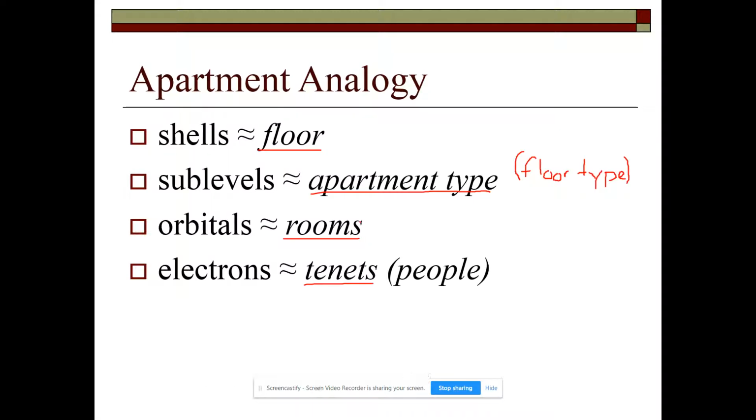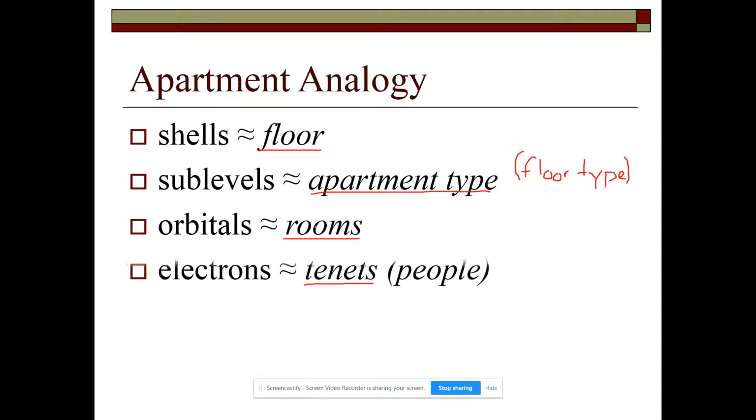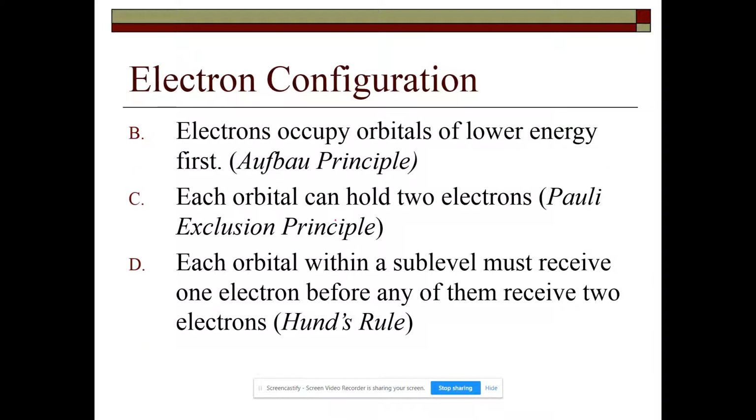And when we're moving these electrons into these apartments, we have to follow certain rules. There are specific rules for how we move them in. And these are the 3 rules that we're going to be following. First is called the Aufbau principle. The Aufbau principle states that electrons will occupy orbitals of lower energy level first. I call this the electrons are lazy rule.